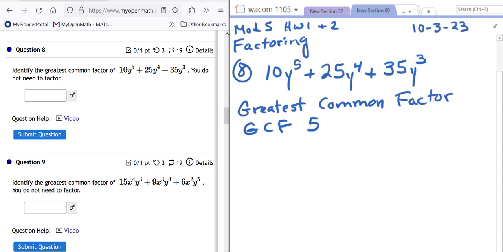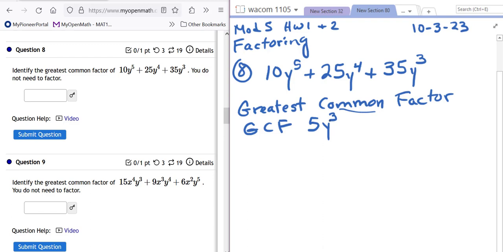It divides evenly into all of them. For your variables, the variables are easier than the numbers. As long as it's in every piece, you go with the lowest exponent. So 5y cubed, and you go with the lowest so that it's common, right? The biggest thing that's common to every piece. And that should be our GCF.